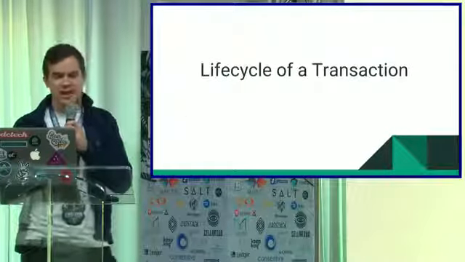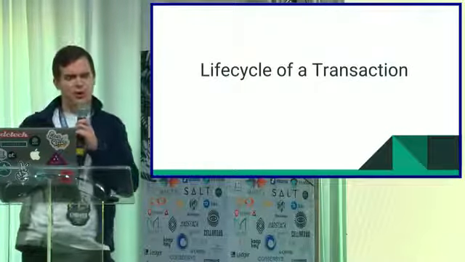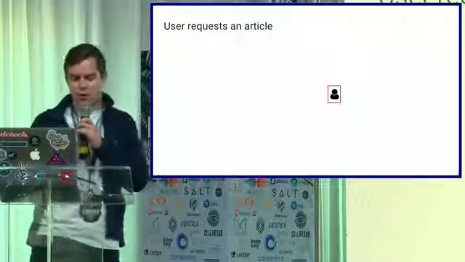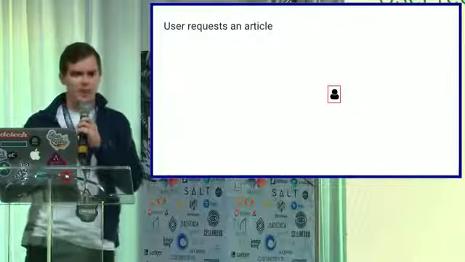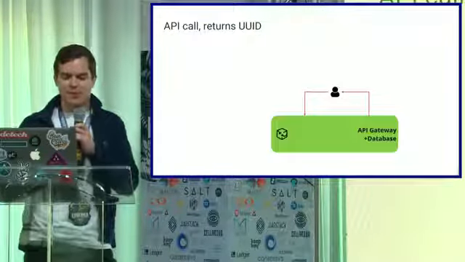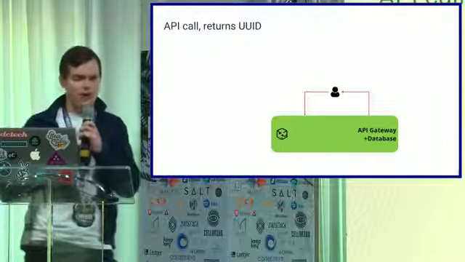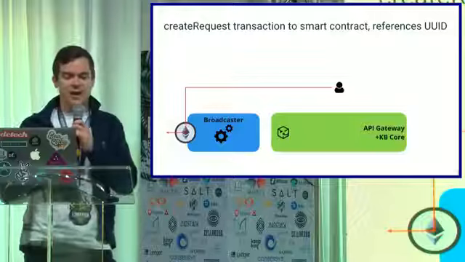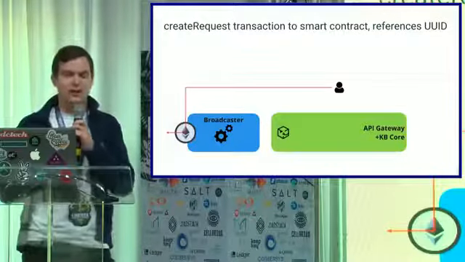So, walking through a transaction here. I'm going to describe how a user creates a bounty and what that looks like on our system. Let's say a user is requesting an article, probably by attaching some ether to this in a bounty. An API call is made, which returns a unique identifier for this request. Then the front end makes a transaction call to our smart contract referencing this unique identifier.